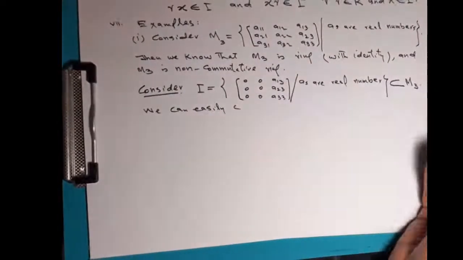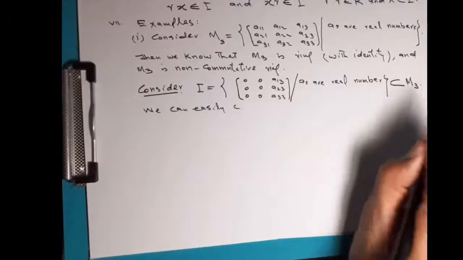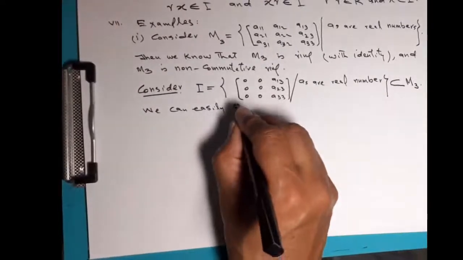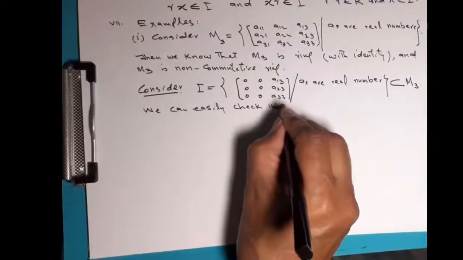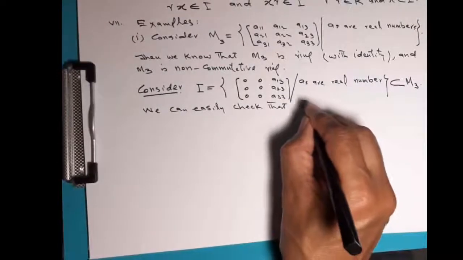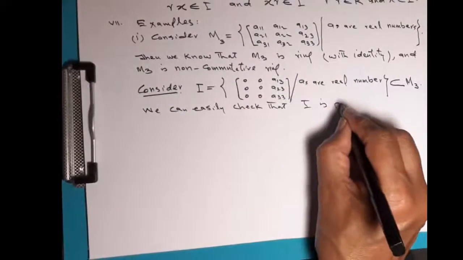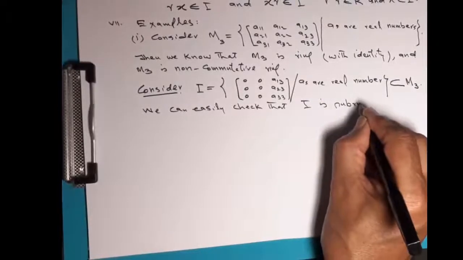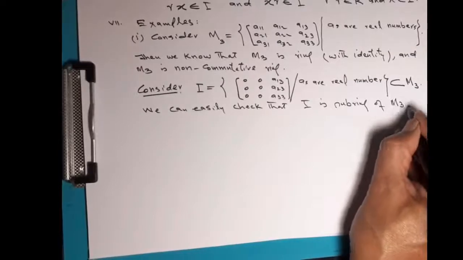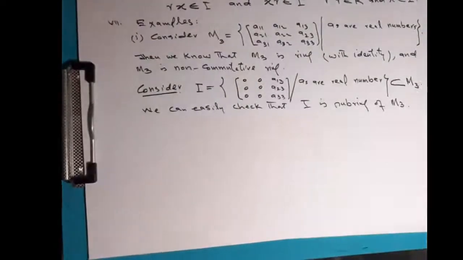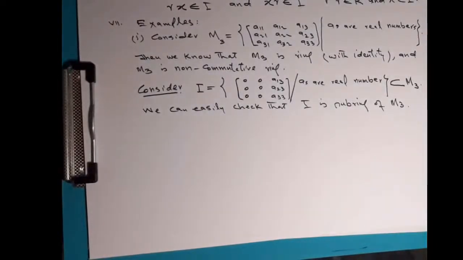Closure under addition, closure under multiplication, you can see it will happen. So we can easily check that. I is a subring of M3 and you can check it on your own. Let's see the property of being ideal. This is in fact a left ideal.